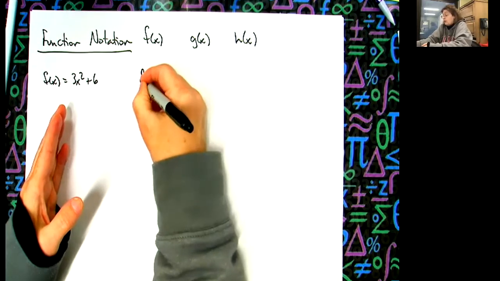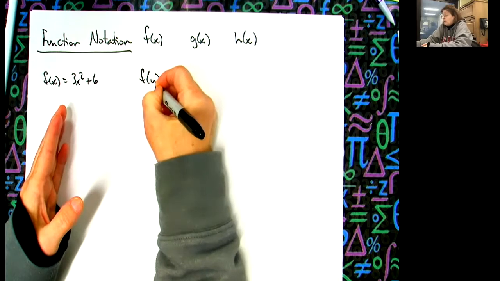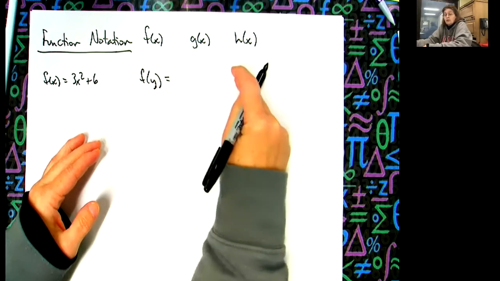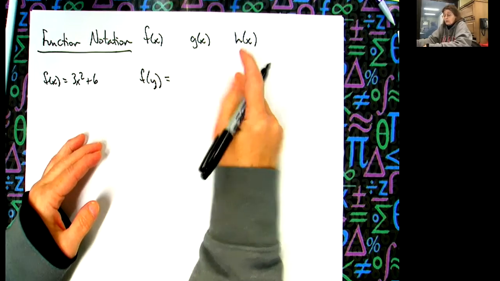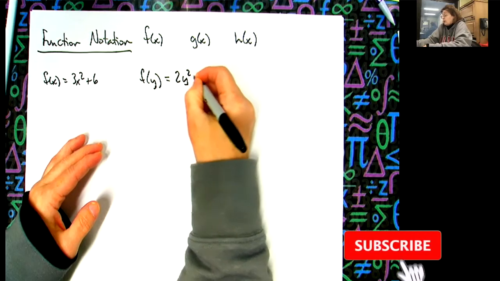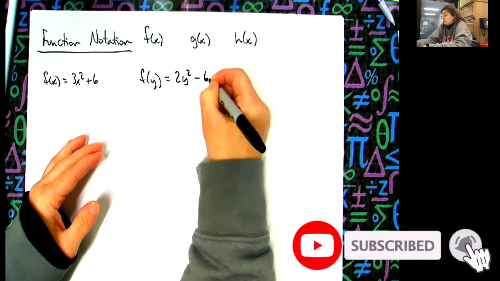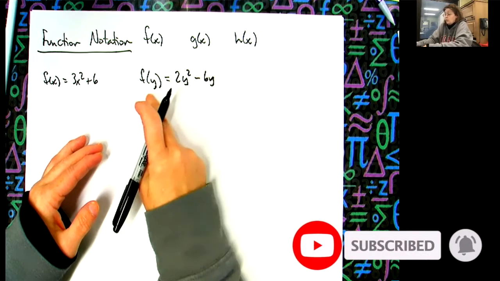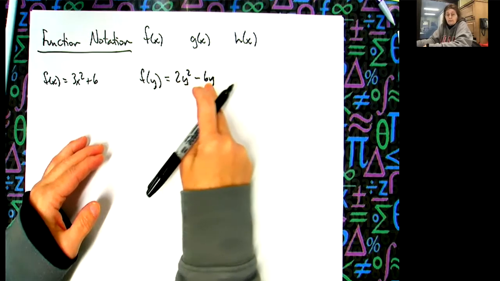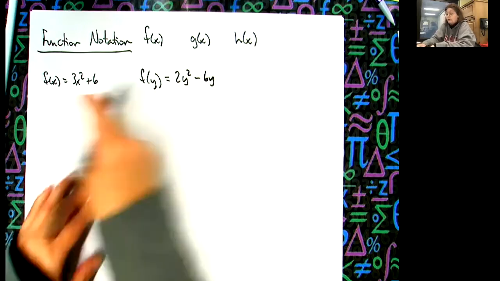Technically, I could do f of y, which we will do in calculus. So then that means everything to the right has to be in y's. So that might be a 2y squared minus a 6y. So this variable here defines what this is written in. So this is function notation.